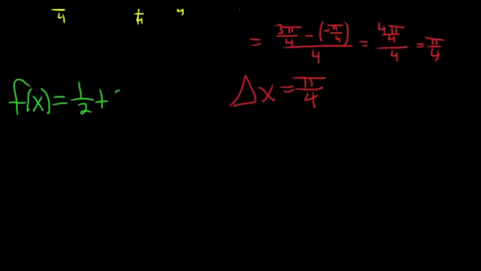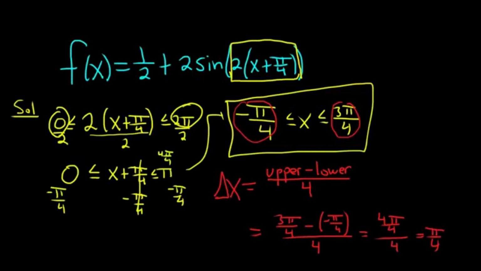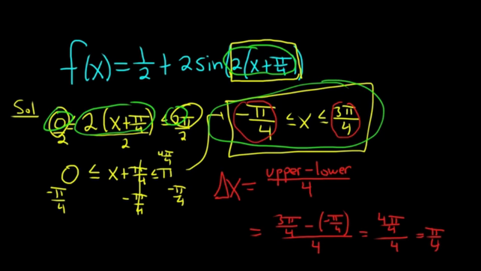Okay, so 2, then sine, and then 2, and then x plus pi over 4. Okay, that's it there. Beautiful stuff. So again, step 1, let's recap what we've done. We took this piece here and we set it between 0 and 2 pi. We solved for x, and we got here. Then step 2, do upper minus lower, so it's just this one minus this one divided by 4, okay.